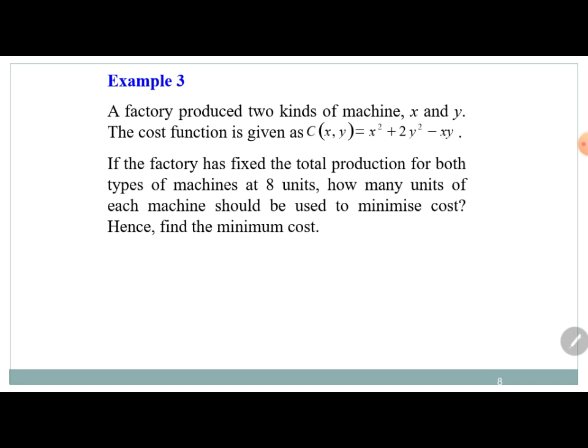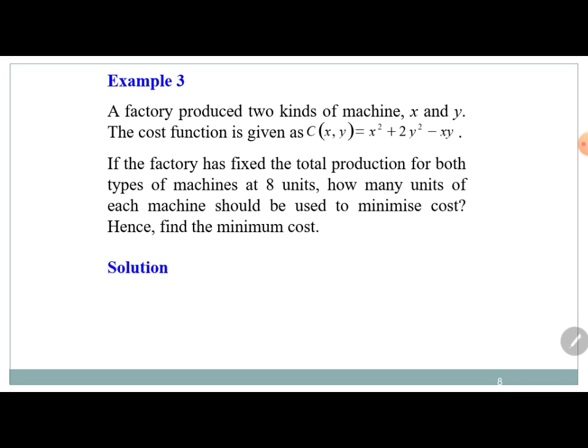So this is what we call, we have a constraint. So we have the constraint. What is the constraint? That we need to produce only 8. Total 8 machine only every day. Let's say that is the constraint.